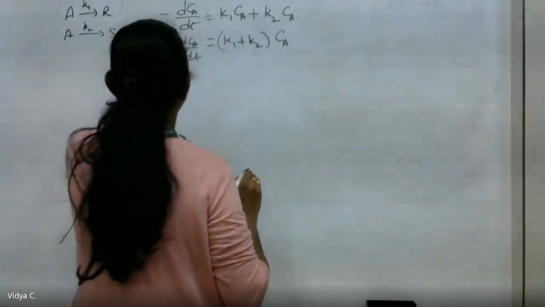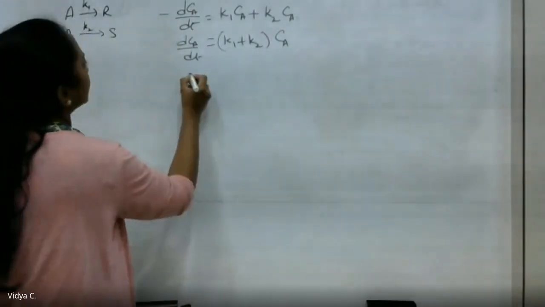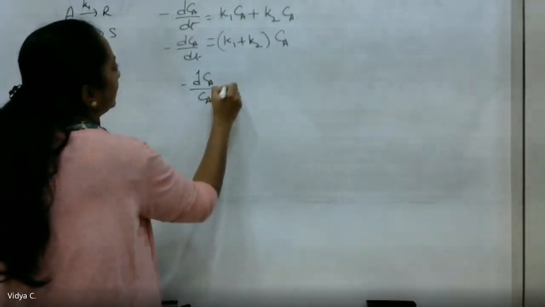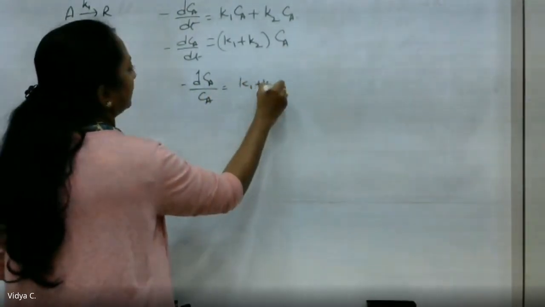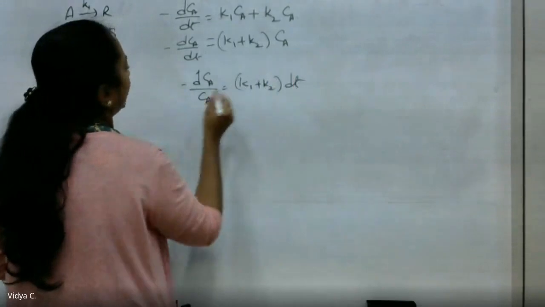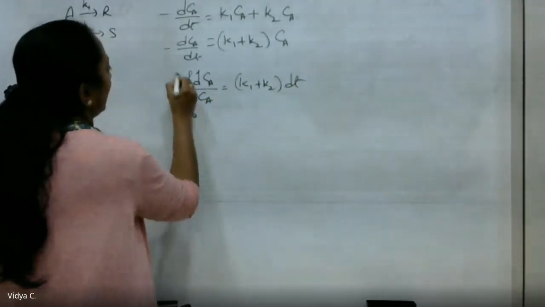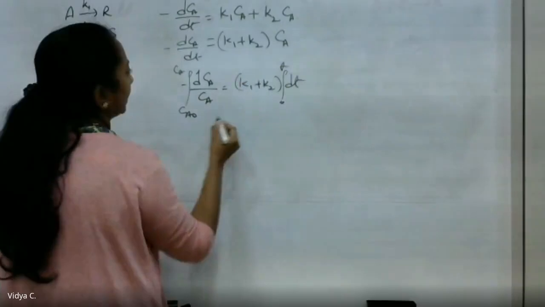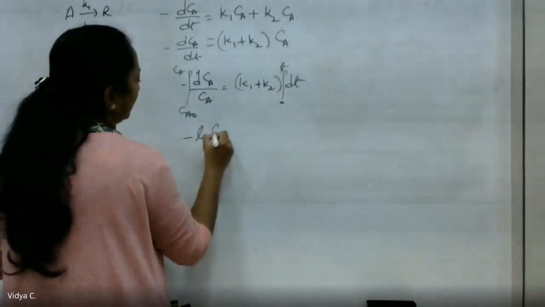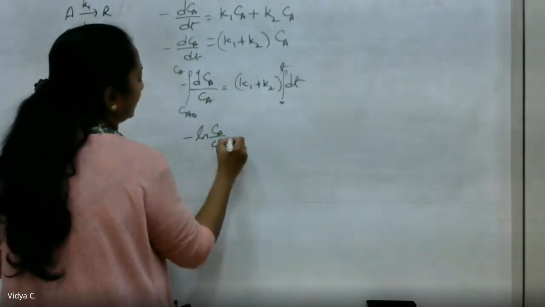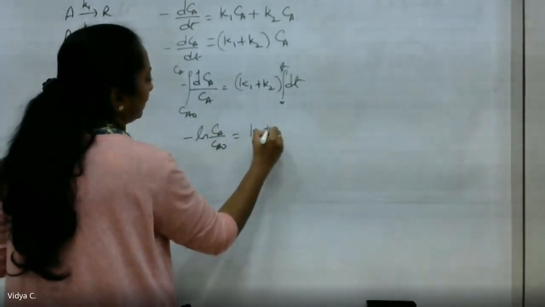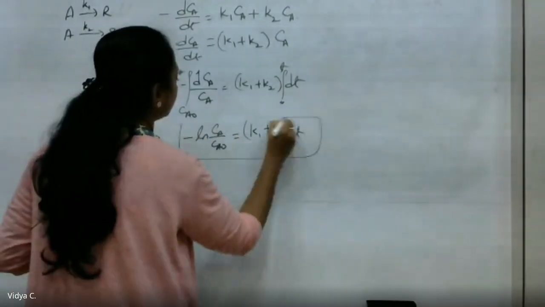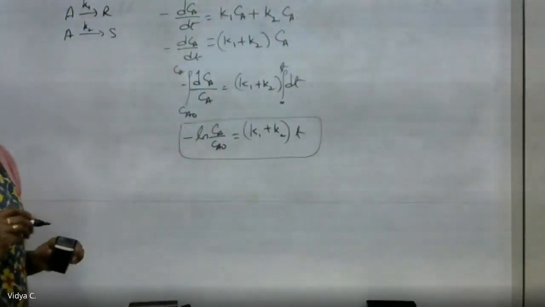Okay, one more step, I'll repeat. So this can be written as minus dCA by CA is equal to (K1 plus K2) into dt, with the limits CA naught to CA, and 0 to t. And the value is minus ln of CA by CA naught is equal to (K1 plus K2) into t. This is one equation which you have to remember.